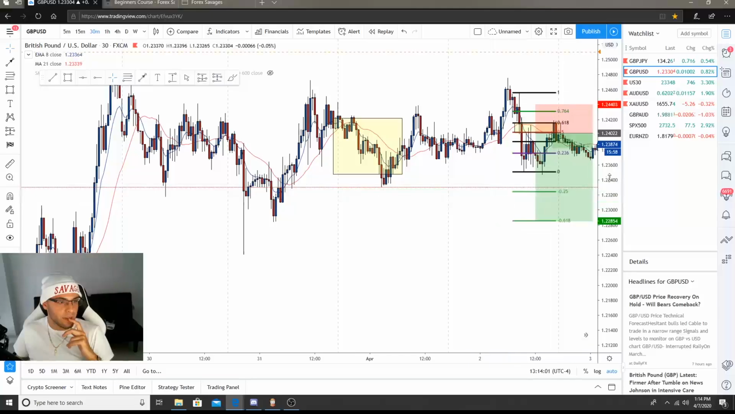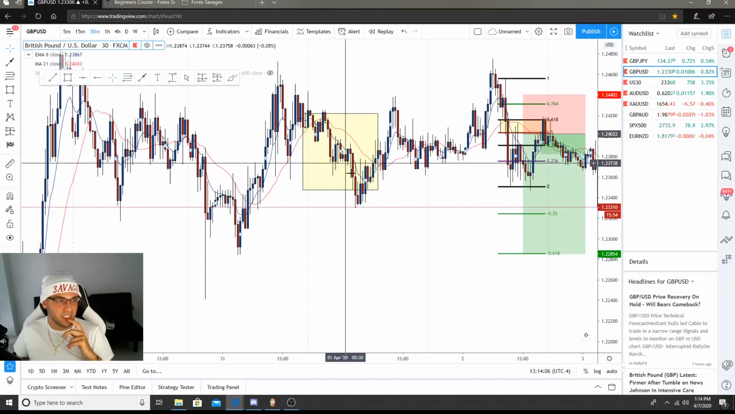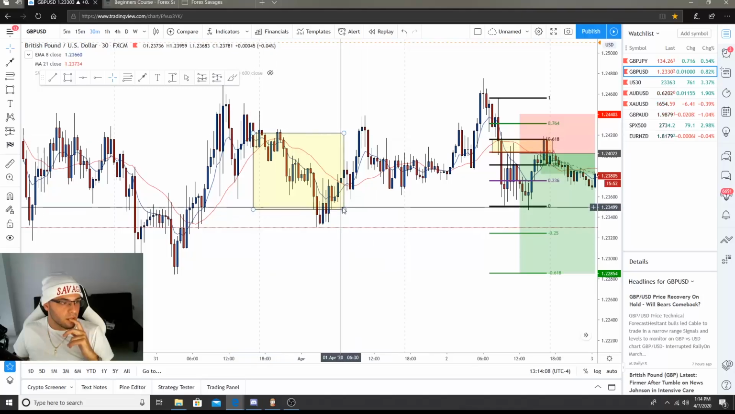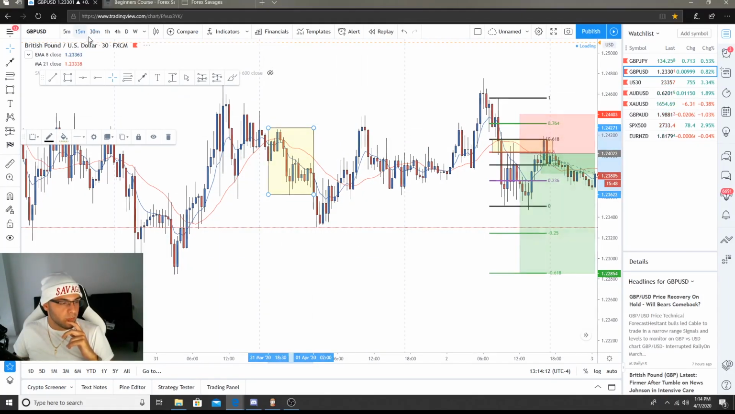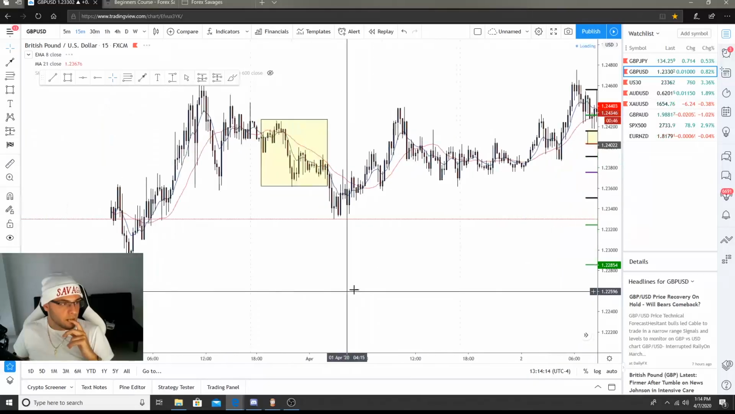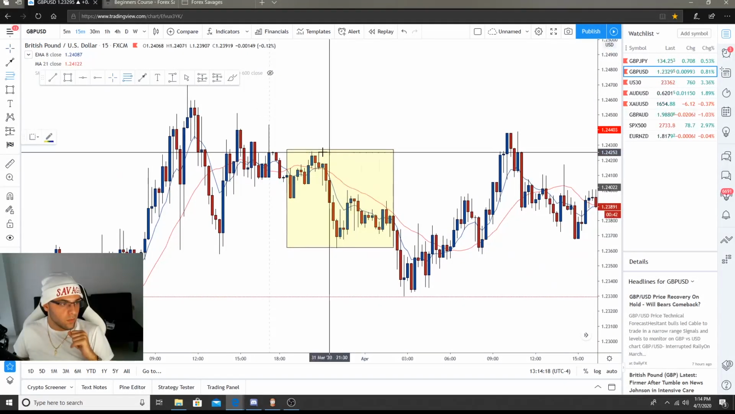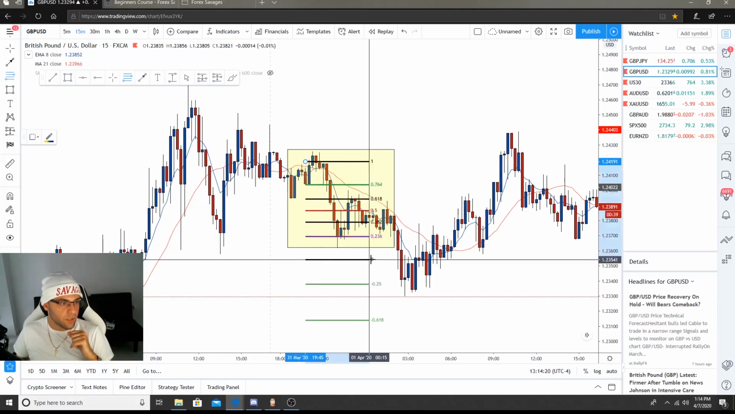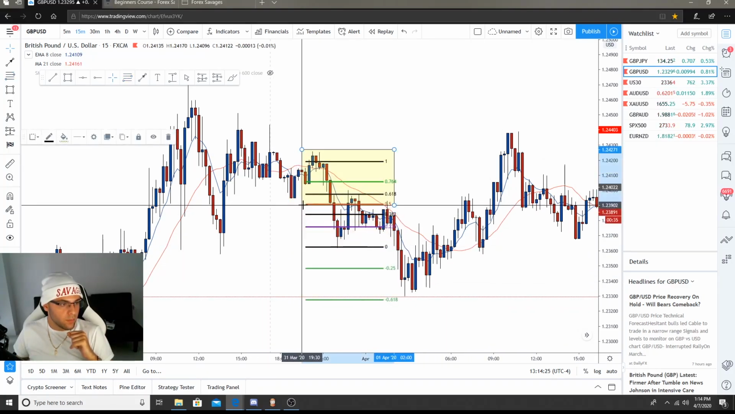What do we have here? We don't really have much. On the 30 minute, it just looks like it's going to continue going down. So let's box this up right here a little bit. Now let's look at the 15 minute. What do we have here? Okay. We had a little market structure being broken to the downside right here. We got our golden zone. Look at that. Beautiful, lovely.